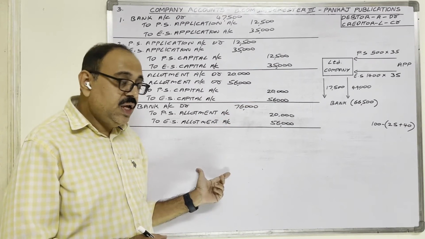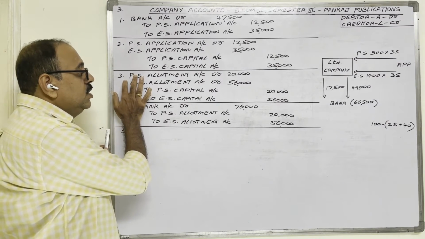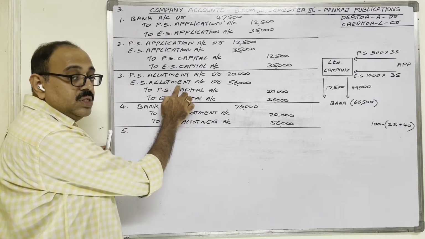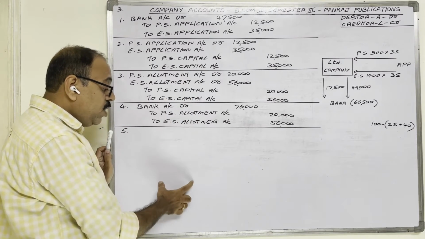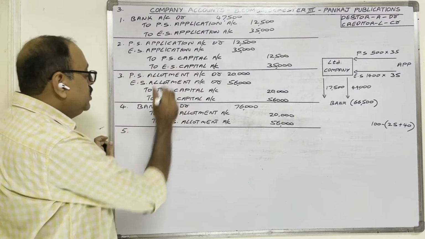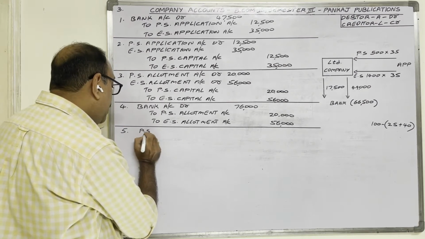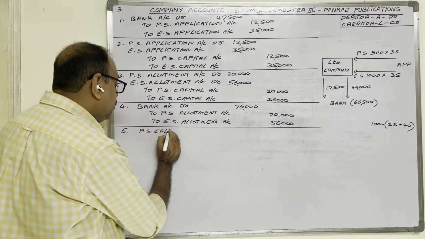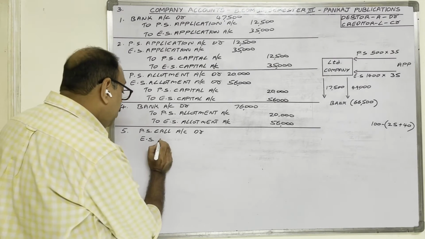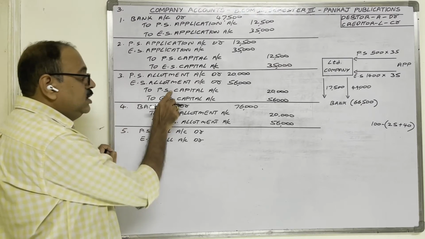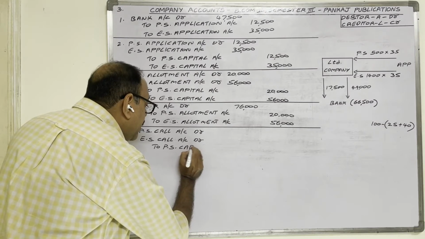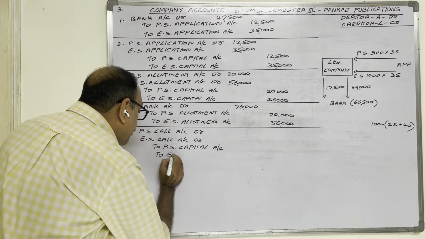What is the transfer entry? Like the third entry, to transfer allotment accounts to capital accounts. This is the entry now. Similarly, to transfer call money to capital accounts, the same rule we follow here. Instead of preference share allotment, we debit the preference share call account. Instead of the equity share allotment account, we debit the equity share call account. To preference share capital account, to equity share capital account.